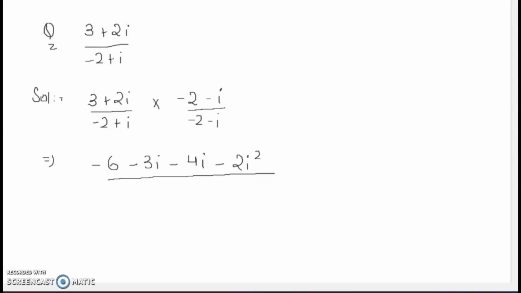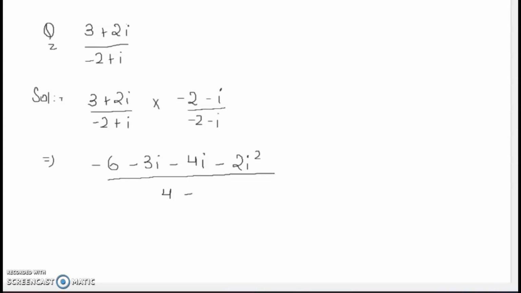Because if I consider minus 2 as a and b as i, we have the form a plus b into a minus b. And we all know that a plus b into a minus b is a square minus b square. So using that formula, we can write this as a square, that means minus 2 square. Minus 2 square is 4. Okay. And then minus b square.